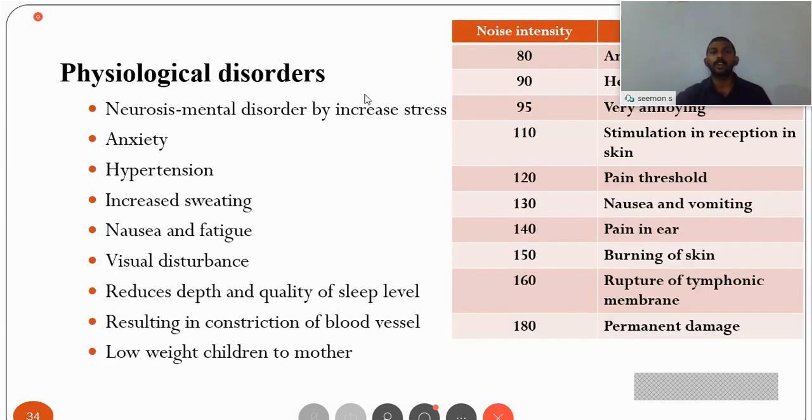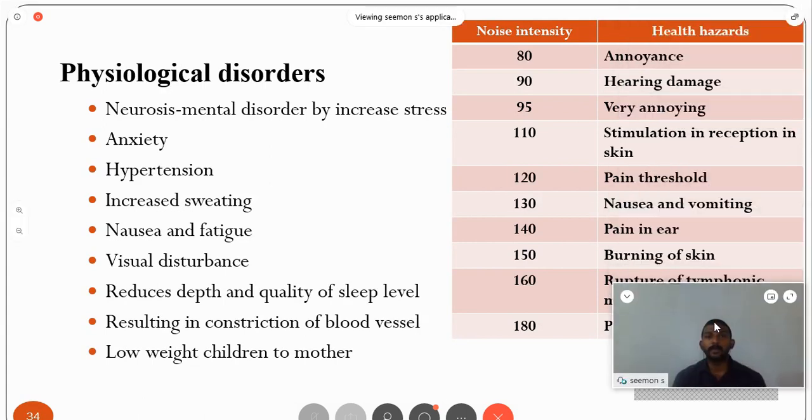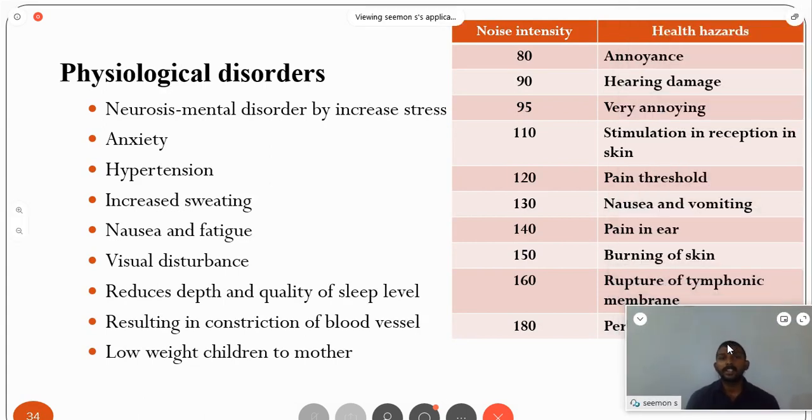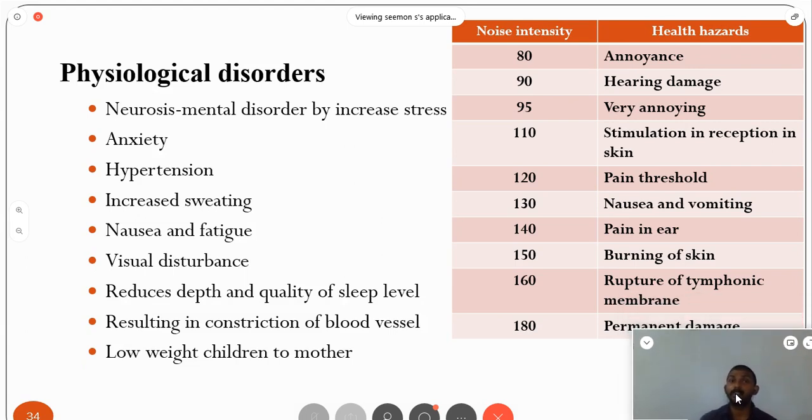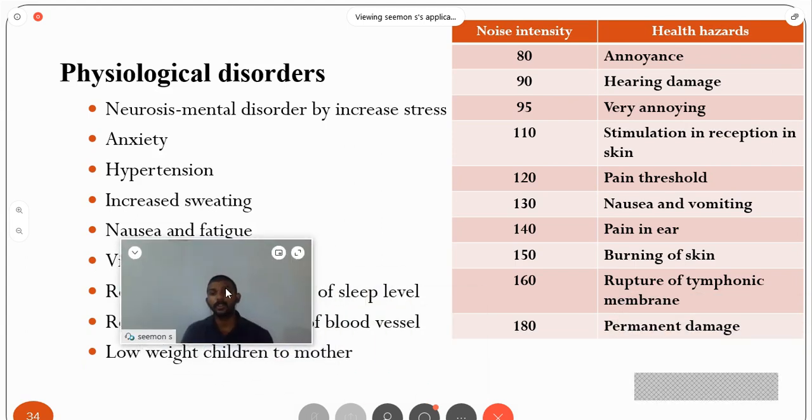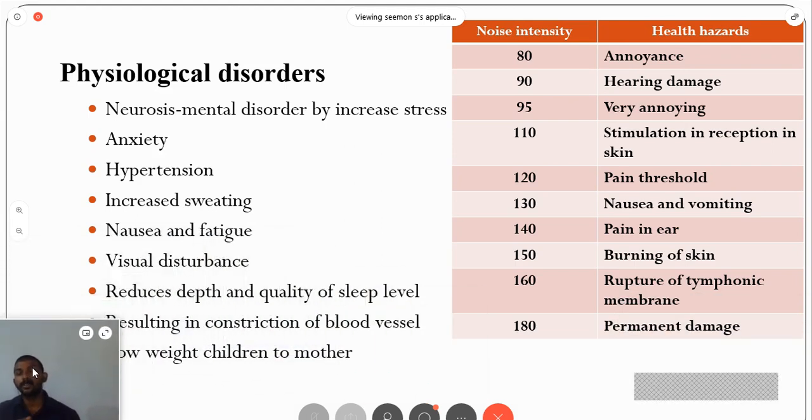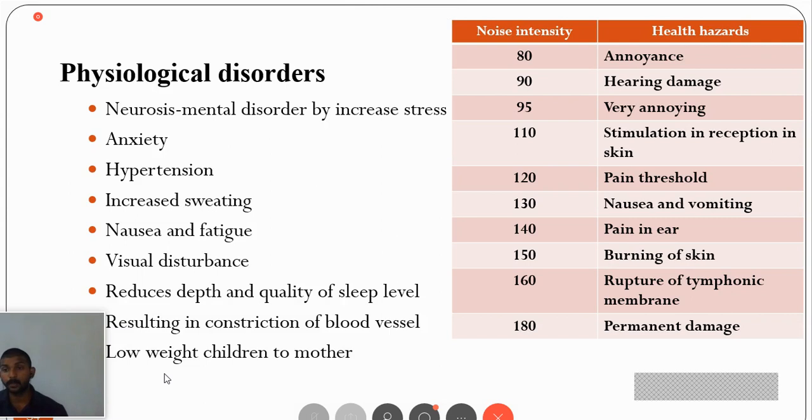So next is the psychological disorders. First is neurosis, a mental disorder caused by increased stress. If the sleep is not good and there is continuous exposure to noise, all these things cause neurosis, which is a mental disorder. Another one is anxiety. Anxiety also will increase if you are exposed to noise for a long time.